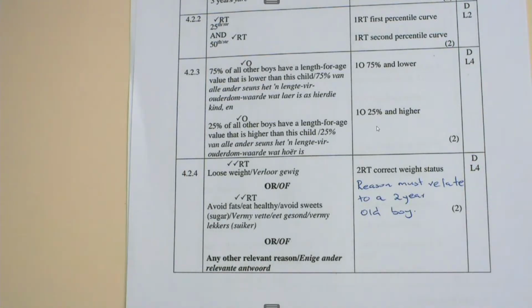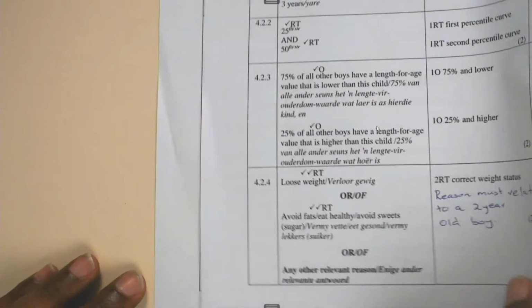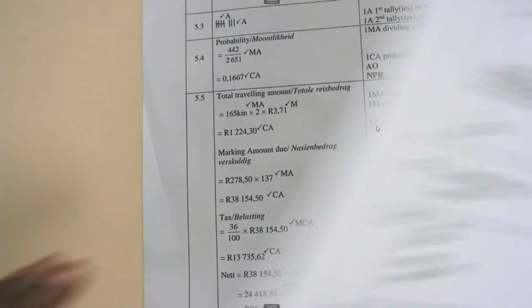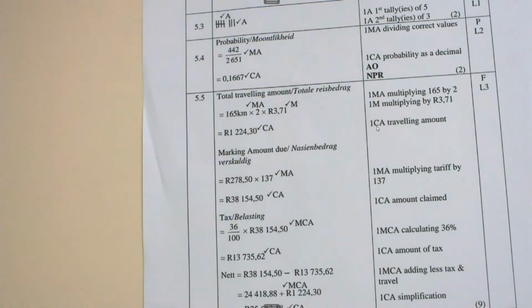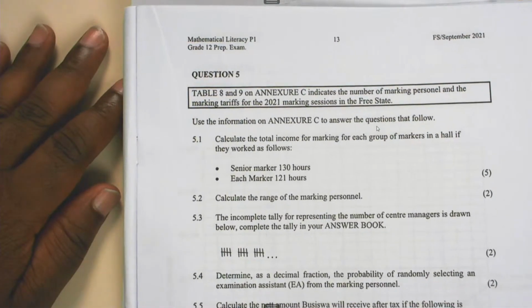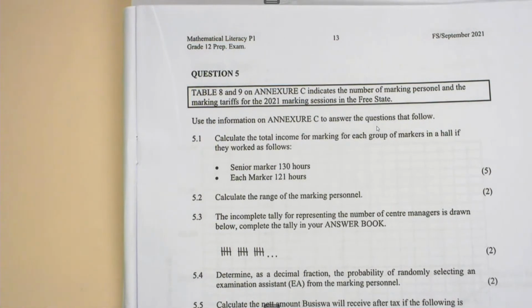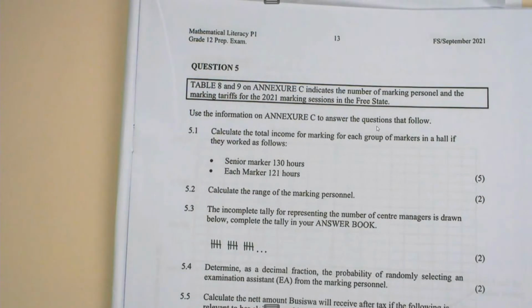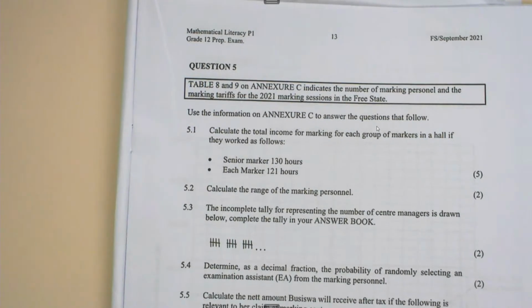So that was question 4. I'm left with 20 minutes to do question 5. So let's see. Question 5. You are given table 8 and annexure. Use the information on annexure C to answer the questions that follow.